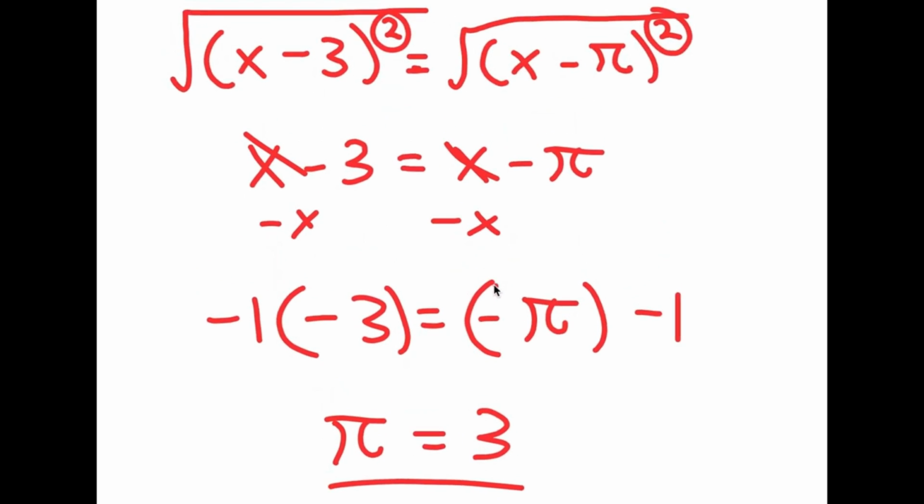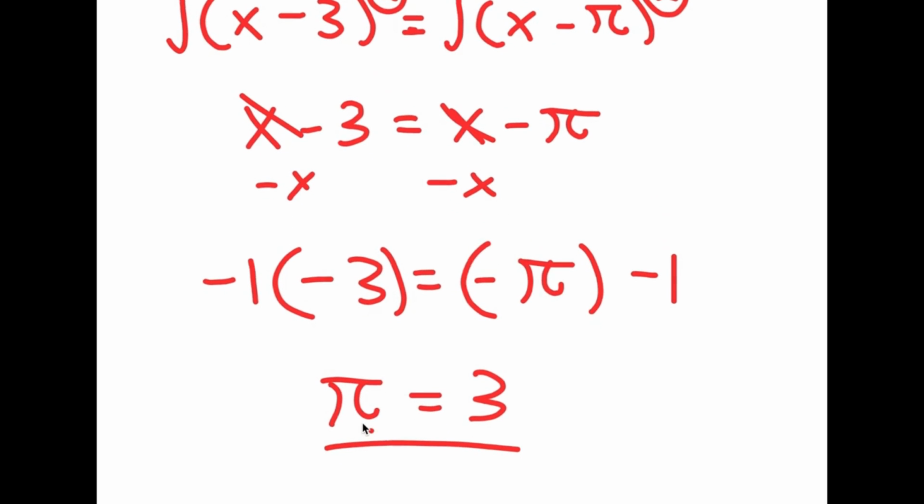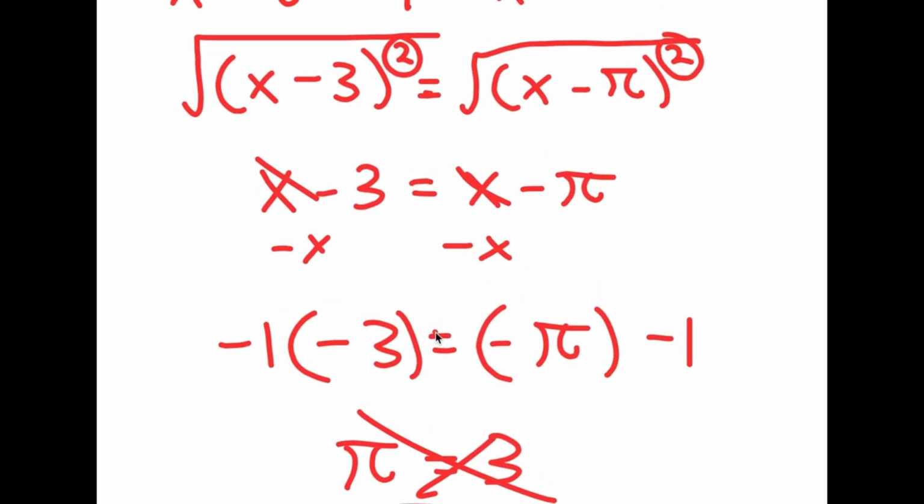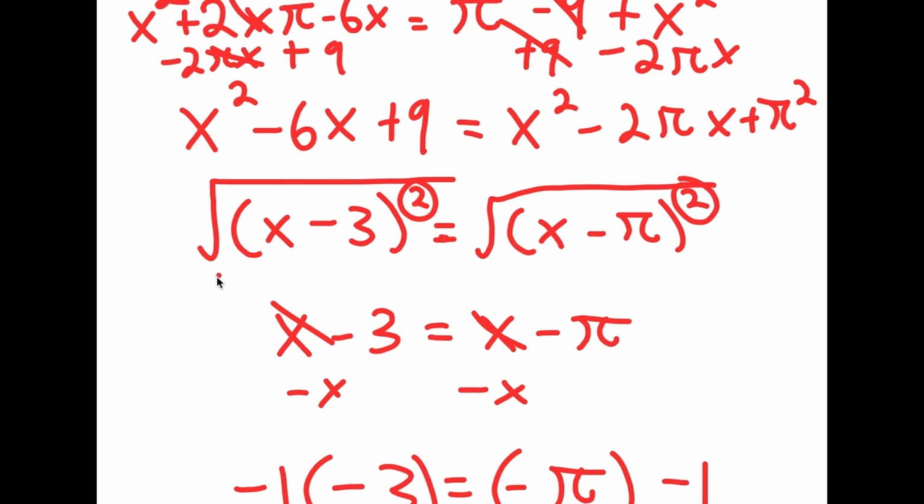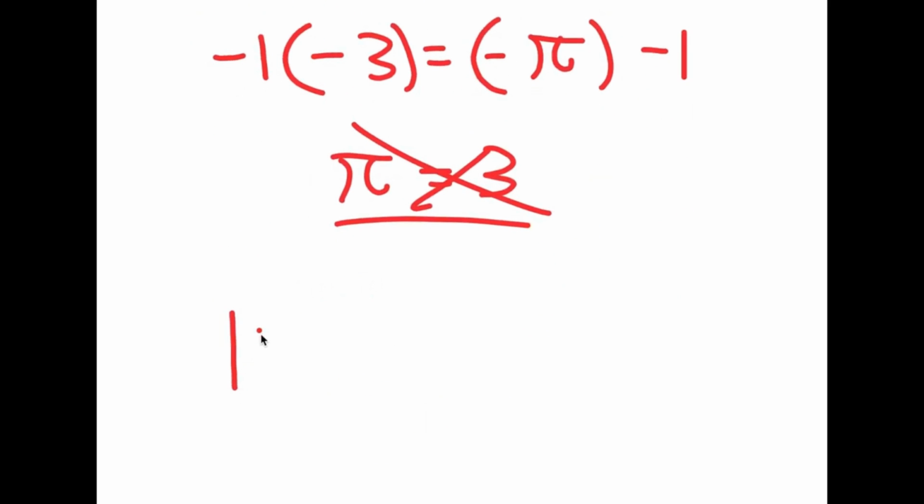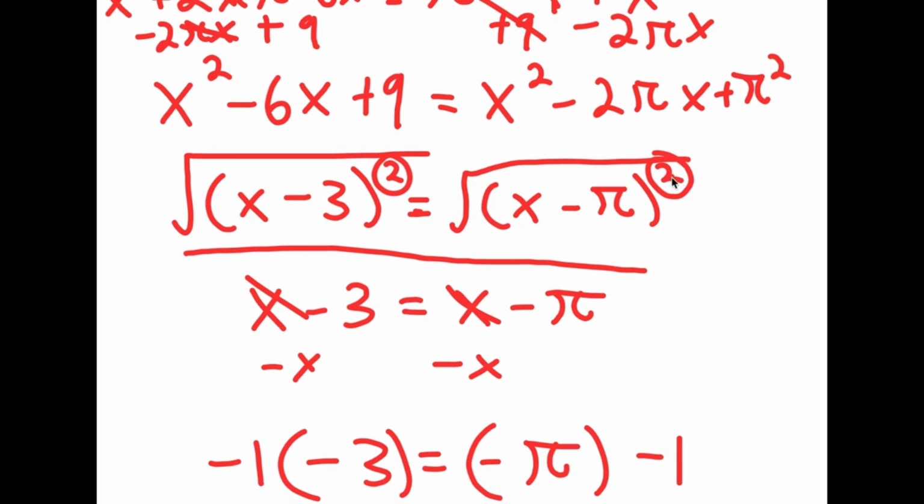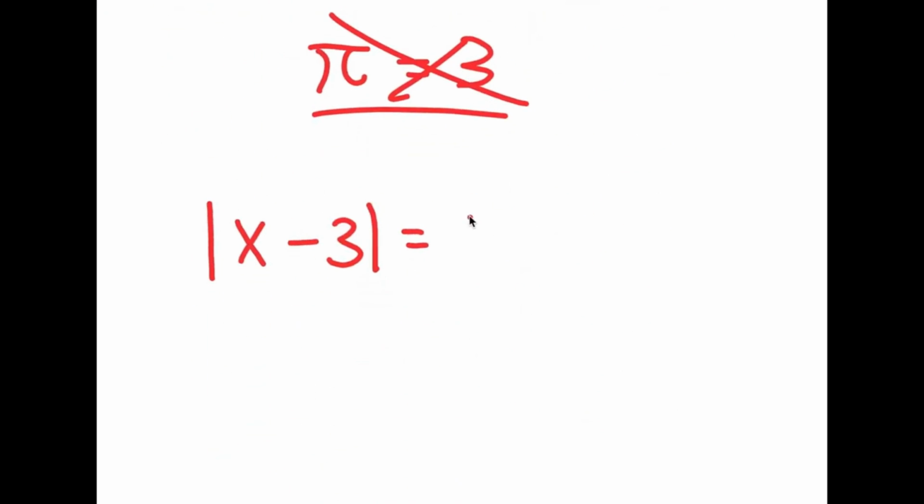So now, where did I go wrong? Because obviously we know that π is not equal to 3. Well, I actually went wrong on this step right here, where I said that the square root of (x − 3) squared and the square root of (x − π) squared are equal to x minus 3 and x minus π respectively. This is actually not true. The square root of (x − 3) squared isn't equal to x minus 3, it's equal to the absolute value of x minus 3. And same goes with the square root of (x − π) squared. It's not equal to x minus π, it's equal to the absolute value of x minus π.